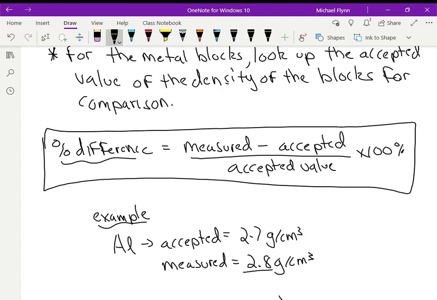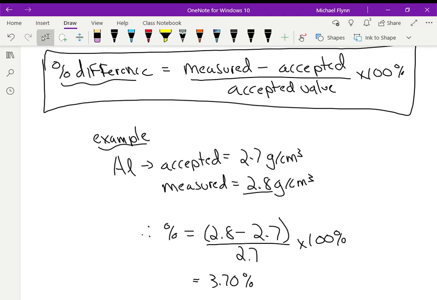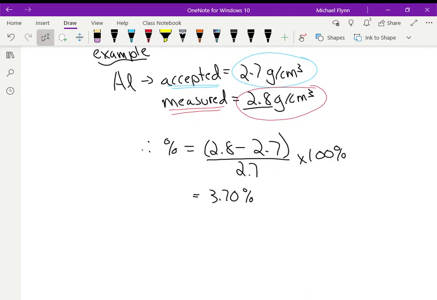We did it here for aluminum. If you Google aluminum, you'll find that its density is 2.7 grams per cubic centimeter. That is the accepted value. But the measured value that we got was 2.8 grams per cubic centimeter. So it's not perfect. Our lab results are seldom perfect. There's usually a small deviation in the measurement. To figure out how big that deviation is, we measure, let me rewrite this, the percentage difference.